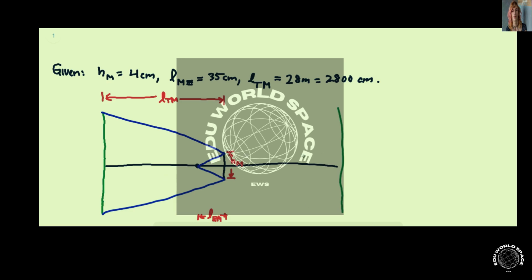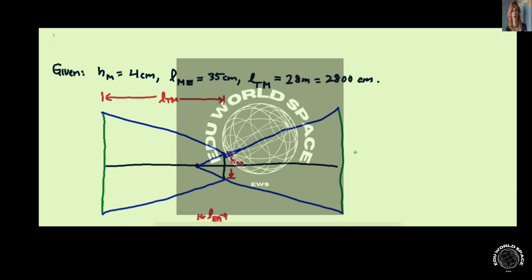And then let's draw in the blue rays. Okay, so these are just extended backwards into the mirror. And observe that we have actually two triangles. So the one formed by this black line and these two blue lines, and a larger triangle formed by these long blue lines and this green line.